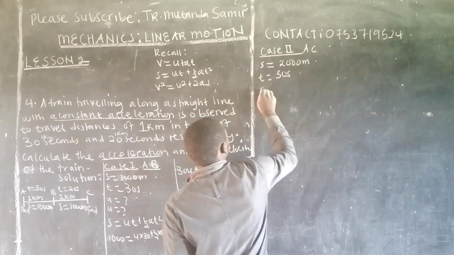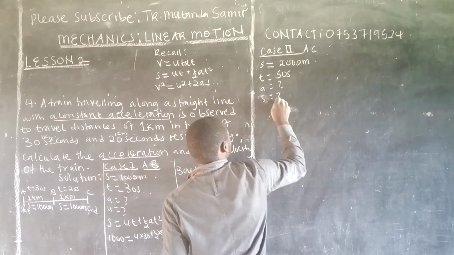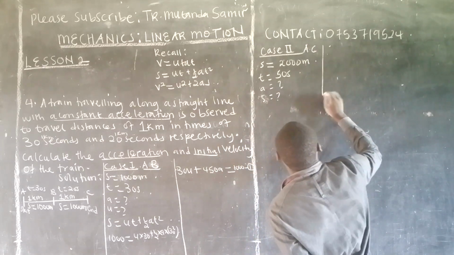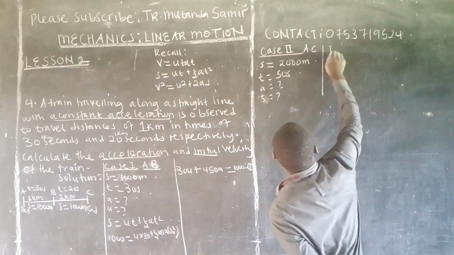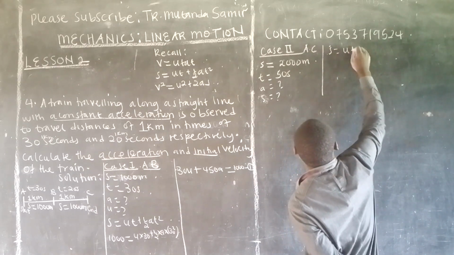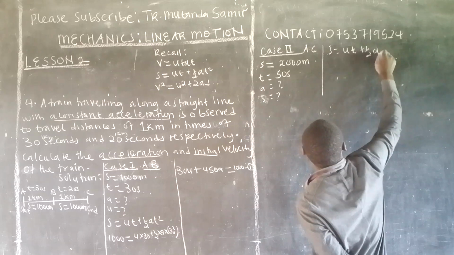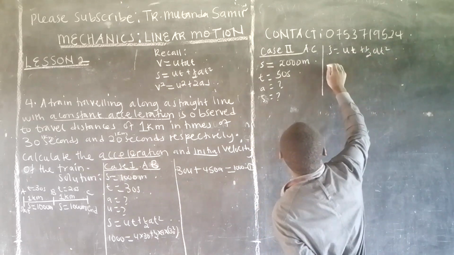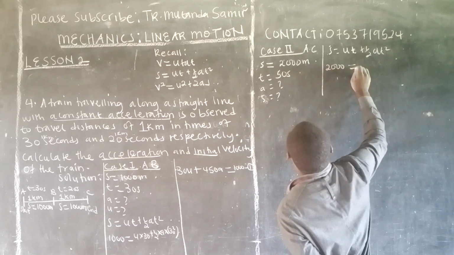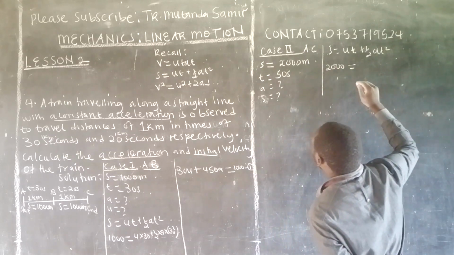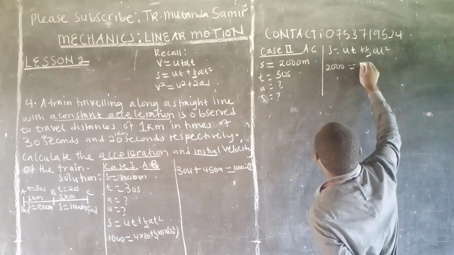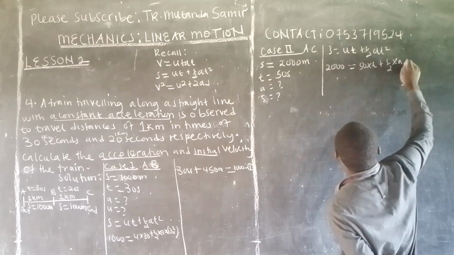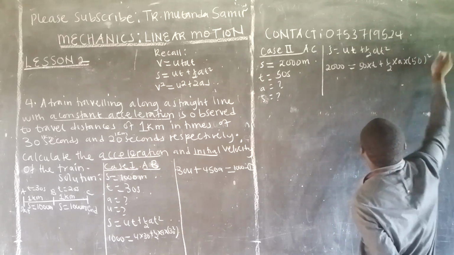Okay. Now what else? We don't have the A and we don't have the S. So what are we going to have in the long run? Simplify it from here. So now we shall say using S is equal to UT plus a half AT squared. And now what I'm going to have here is our S, 2,000, is equal to U, that will be now 50 times T plus a half times A times the 50 squared.